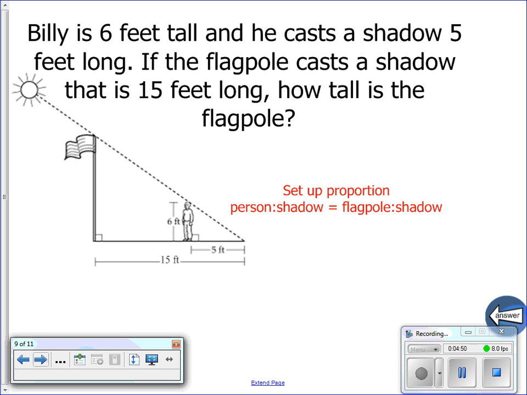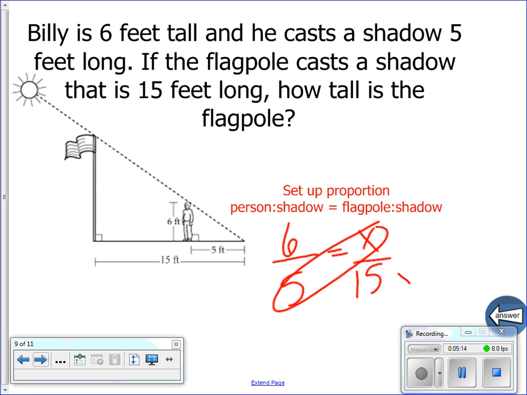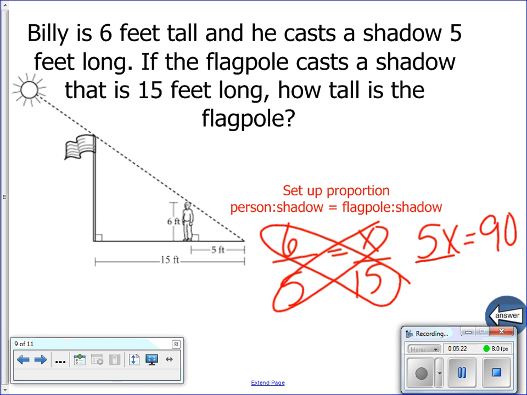All right, Billy is 6 feet tall, and he casts a shadow 5 feet long. If the flagpole casts a shadow that's 15 feet long, how tall is the flagpole? So we set up a proportion, person to shadow, flagpole to shadow. So our proportion is going to be 6 is to 5 as x is to 15. We just cross multiply. So we get 5x. 6 times 15 is 90. Divide both sides by 5. And we get x is 18. So the flagpole is 18 feet tall.